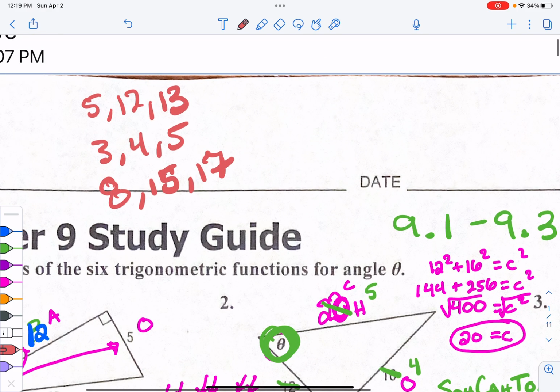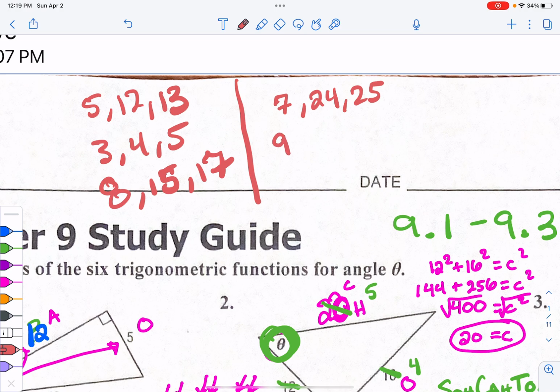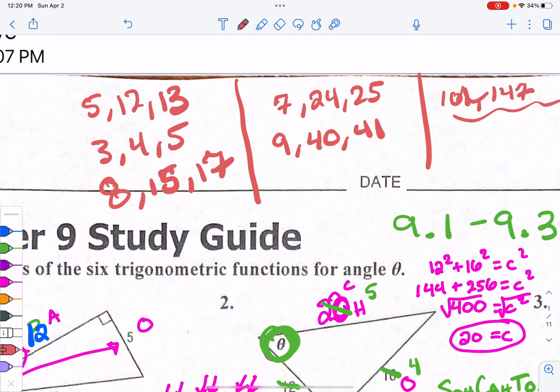There are also 2 more that I make my geometry kids learn, and they are a 7, 24, 25. Those ones come out perfectly in the Pythagorean theorem, and a 9, 40, 41. Those ones come out perfectly as right triangles, okay? You might see those down below later as well. And there's more beyond that, like there's some that are in the hundreds, don't write that down.